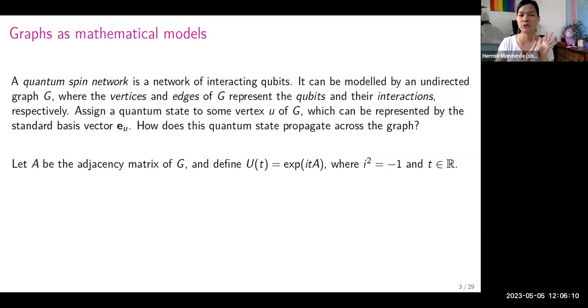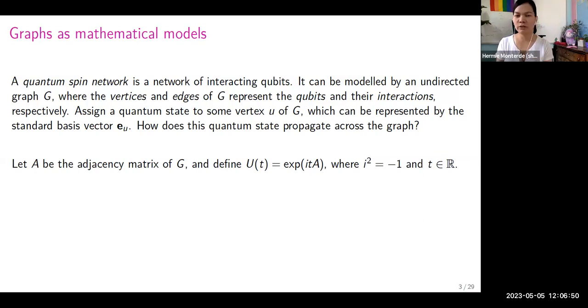First, I'm sure you're all familiar with the adjacency matrix of the graph. That's just a square matrix indexed by the vertices, where the uv entry is 1 if there's an edge between the vertices u and v, otherwise it's 0. So it's just a 0-1 matrix. And we define this matrix U(t), where t is a parameter, any real number, as the exponential of itA, where i is, of course, the square root of -1.